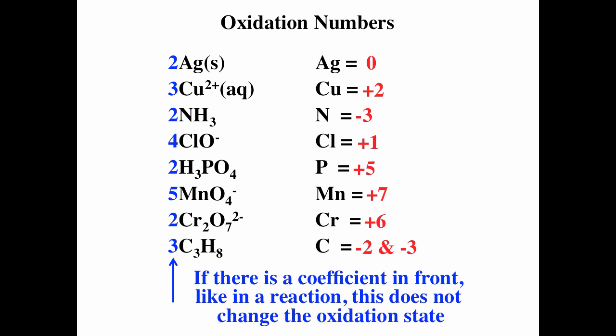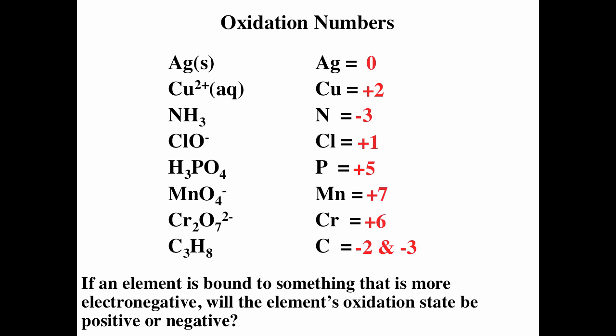I should also mention that oxidation states are not affected by the coefficient in front. If you're looking at these in terms of a reaction and they have a coefficient in front, that does not affect the oxidation state. And again, if an element is bound to something that is more electronegative, the element's oxidation state will be positive. If it's bound to something that is less electronegative, then it gets the bonding electrons, and so the oxidation state will be negative.